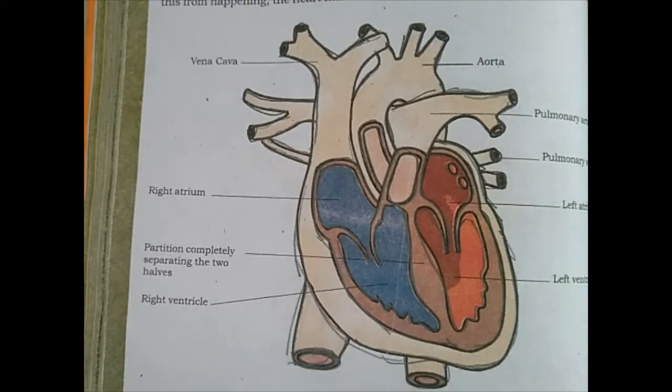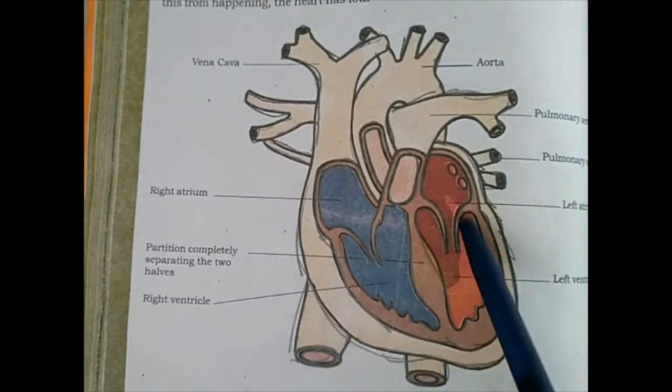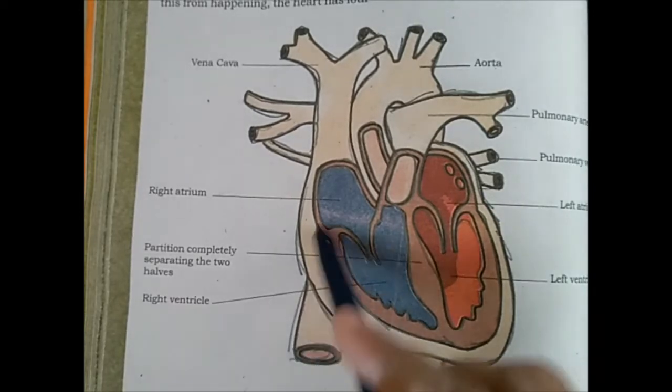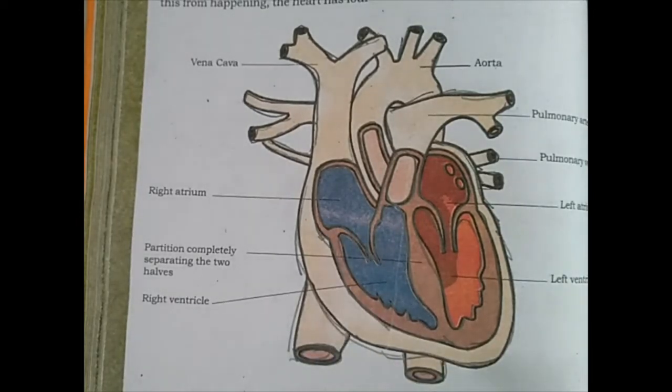So why is it called that? Because through the heart the blood circulation takes place, and our circulatory system is a double circulatory system. And why is it called a double circulatory system? Because in our body two types of blood flow. Which are they? One is deoxygenated blood and another is oxygenated blood. Deoxygenated blood flows through the veins and oxygenated blood flows through the arteries.